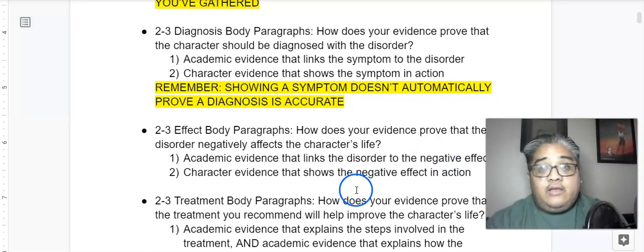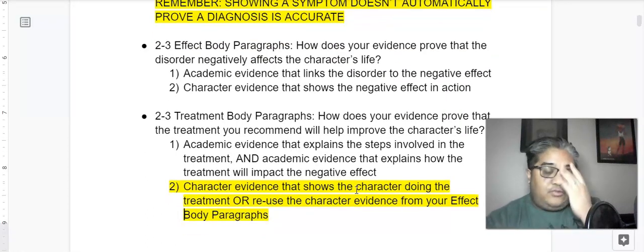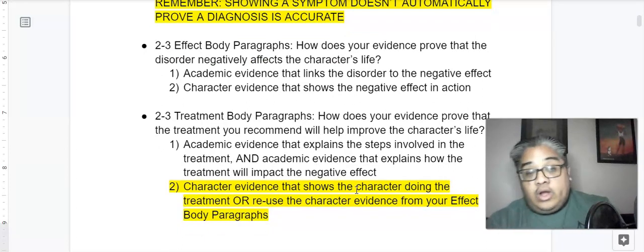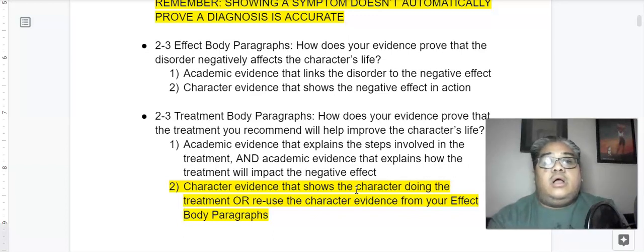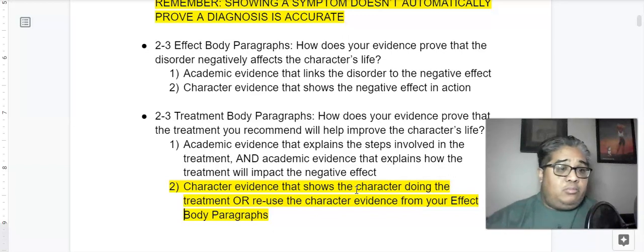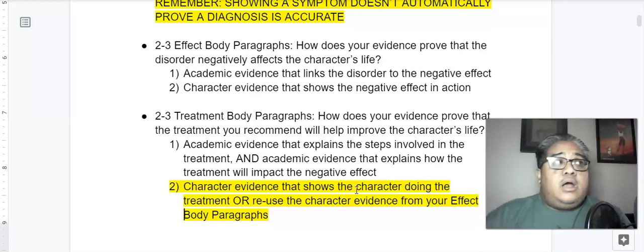After your 2 or 3 affect body paragraphs, the last 2 or 3 body paragraphs for your research paper will be your treatment body paragraphs. Even if you are only recommending one treatment, I would recommend splitting that one treatment that you're recommending into 2 treatment body paragraphs. Maybe dividing it, for example, by 2 major steps that need to be taken in order for the treatment to be put into action.